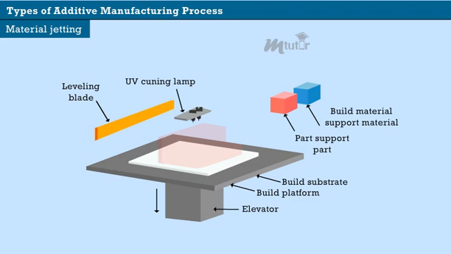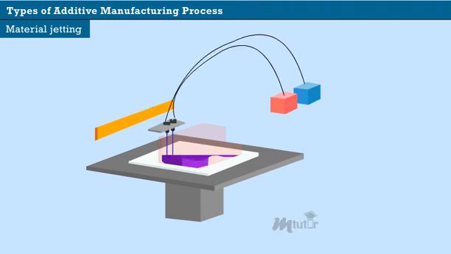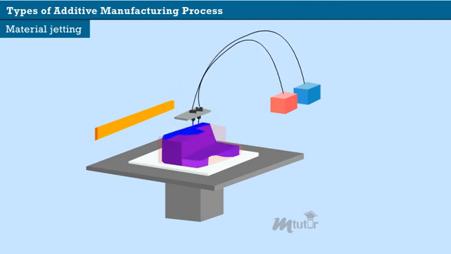Material jetting. In this method, the material is jetted onto the build surface or platform, where it solidifies and the model is built layer by layer. Material is deposited from a nozzle which moves horizontally across the build platform. Layers harden as they cool or are cured by ultraviolet light.